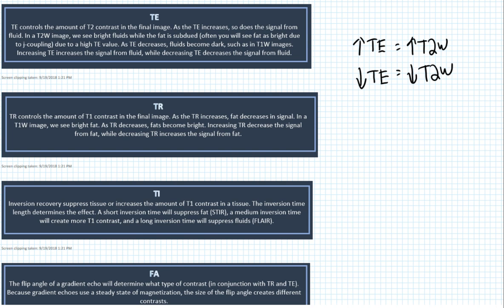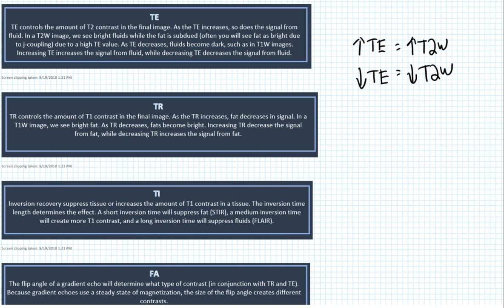TR will control T1, TE will control T2. This is very important for the registry and very important for the quizzes that you'll be taking in this class, because I'll ask a question and say, how do you increase T2 weighting inside of an image? The correct answer is to increase TE. It is not to decrease TR, which sometimes people get confused with.